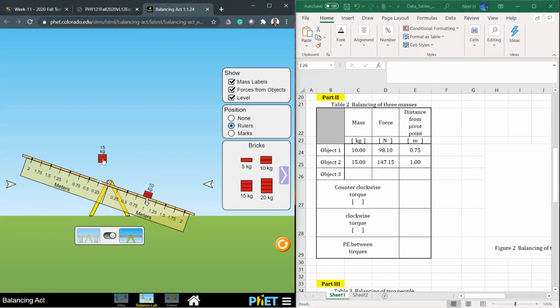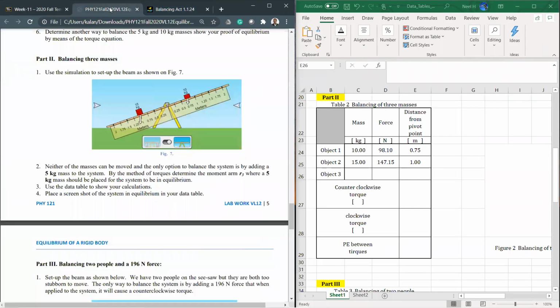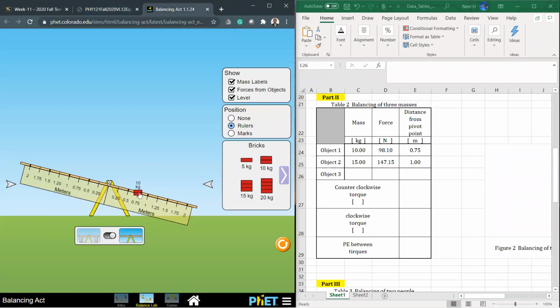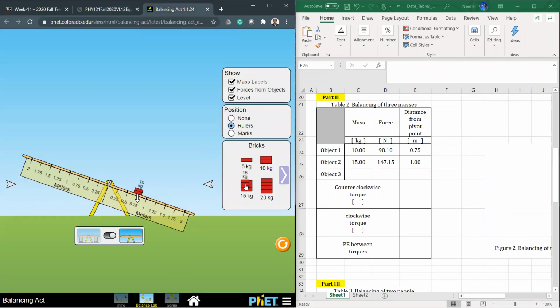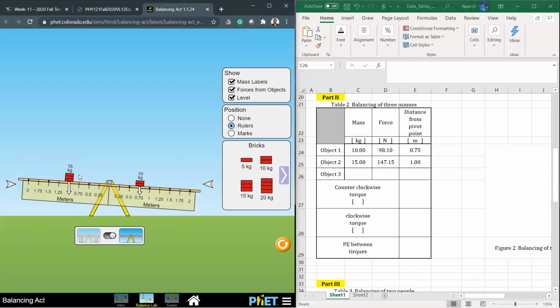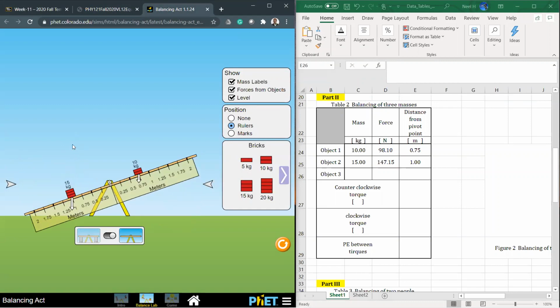Now let's bring the 15. 10 is at 0.75 right here. 15 is at 1.0 meters. Now you can see there's a lot of torque toward the counterclockwise. If the counterclockwise torque is larger than the clockwise torque, the object is still rotating, right? So now I would like to find where I should put the other mass.